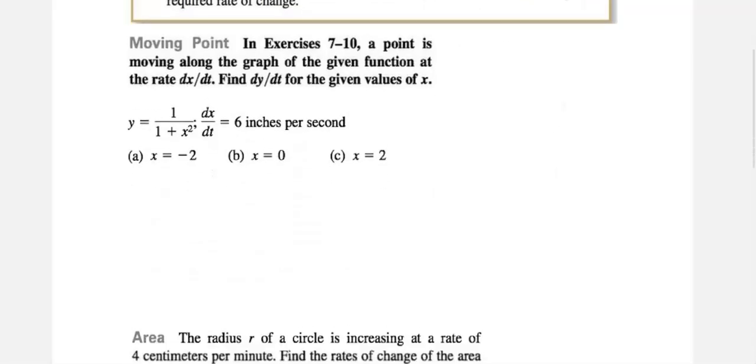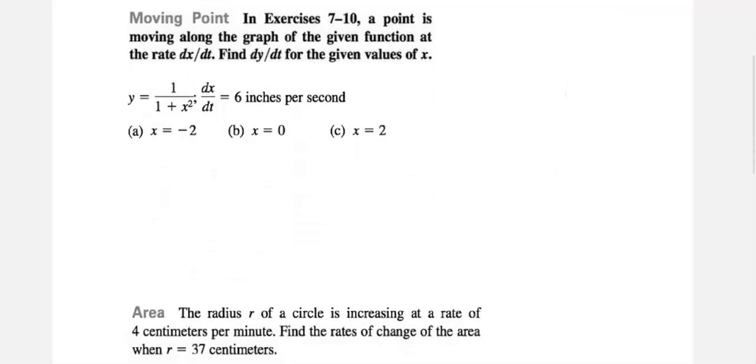So let's look at a few examples. Let's say we have a point that's moving along the graph of this function, and we know how x is changing with respect to time. We want to know how y is changing with respect to time at different moments in time. So we have an equation that ties everything together. This is y equals 1 over 1 plus x squared. This is the path of this point that's moving along that function.